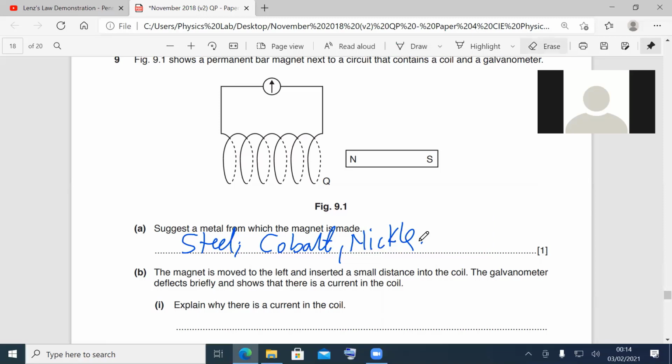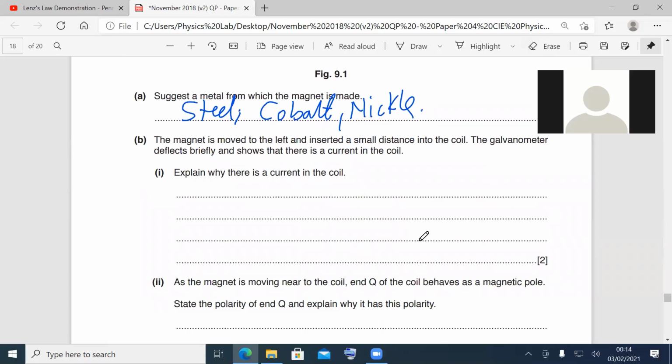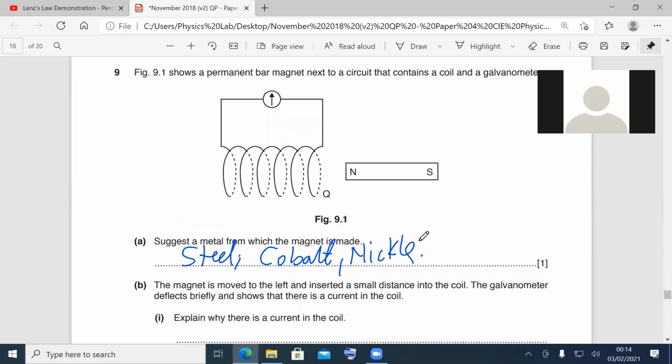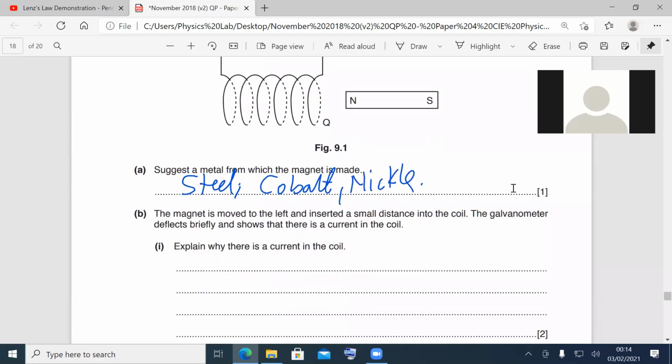Part one says: explain why there is a current in the coil. What brings about that current in the coil? Maybe change due to magnetic fields. Okay, that is Janab, change in the magnetic field.